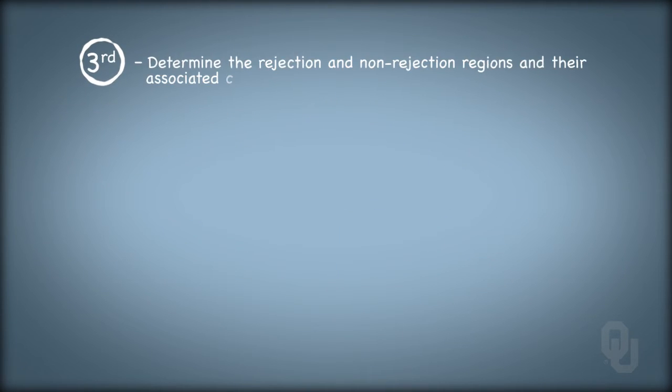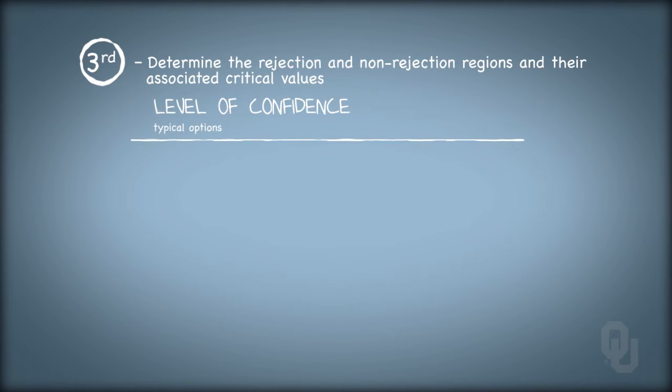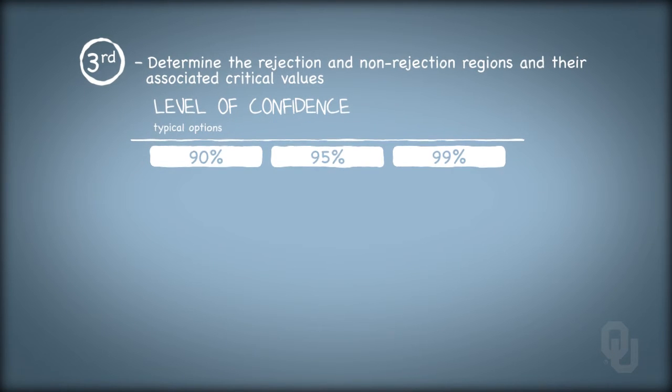Third, we determine the rejection and non-rejection regions and their associated critical values. That is, we decide what level of confidence that we want to use to draw conclusions about the hypotheses. Much like with confidence intervals, typical options are 90%, 95%, and 99%. With what probability do we want to draw incorrect conclusions?